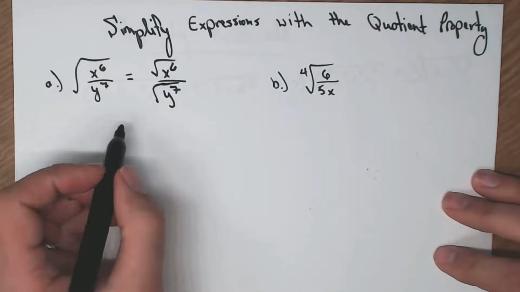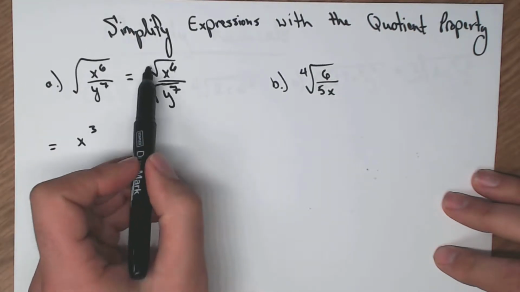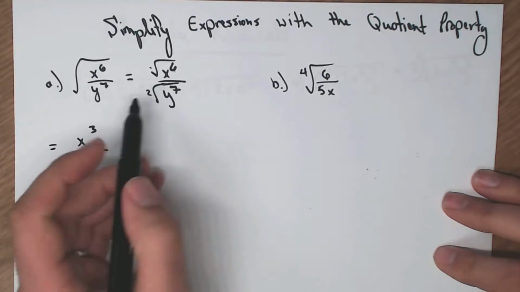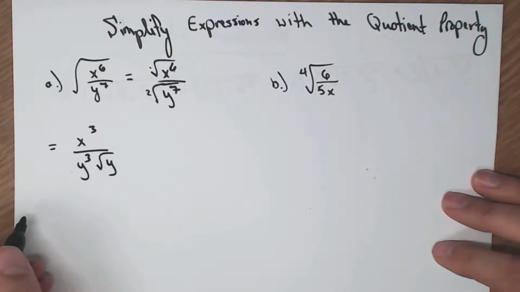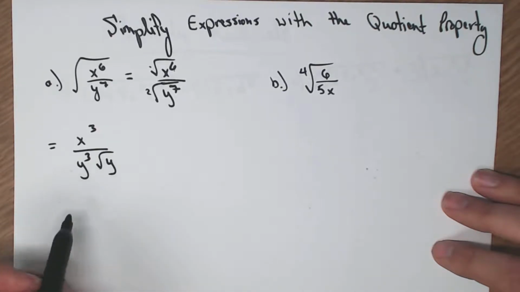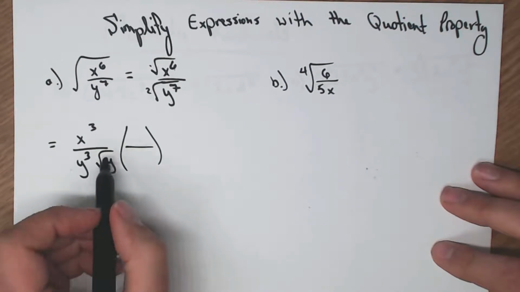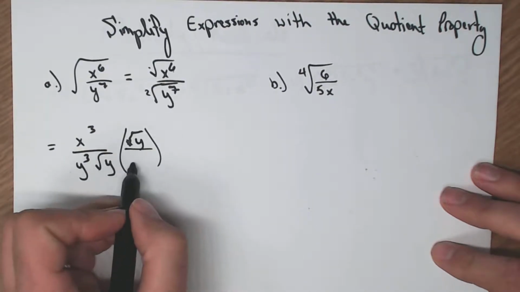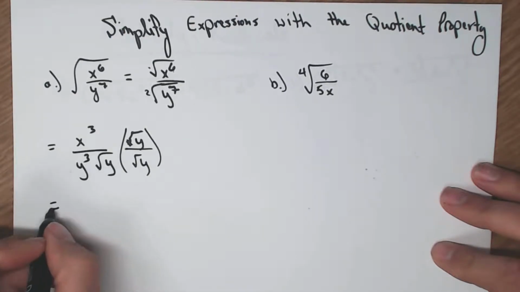X to the 6th, that reduces even further. That's just the x cubed, because 6 has 3 2's in it. 7, well, how many times does 2 go into 7? 3 times, and then there's 1 y left over. We don't like square roots in the denominator, though, so we're actually going to rationalize this a little bit. I'll talk more about that later, but here we are. I'm going to multiply this by the square root of y, because that is how we're going to cancel this square root.